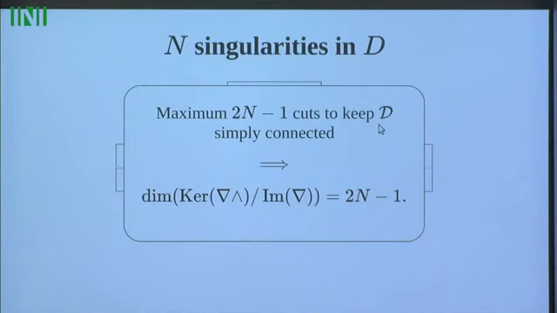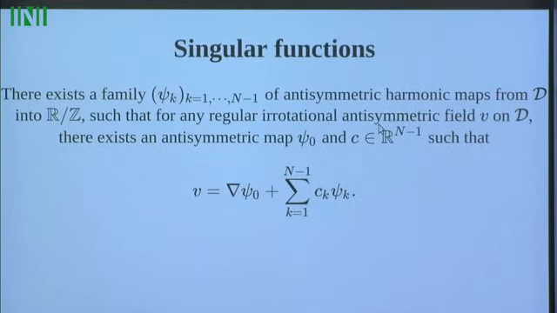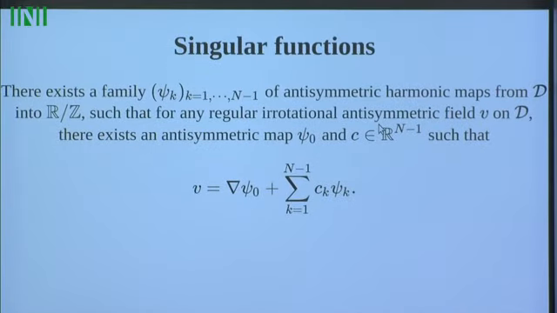We will be able to write it as the gradient of a function plus those singular functions. And a priori, it seems that we need 2 times n minus 1 singular functions like this.